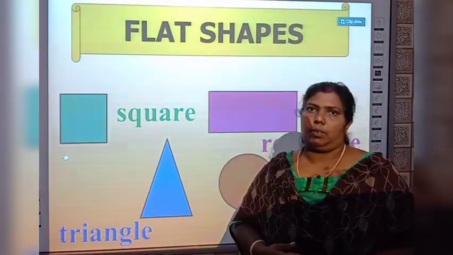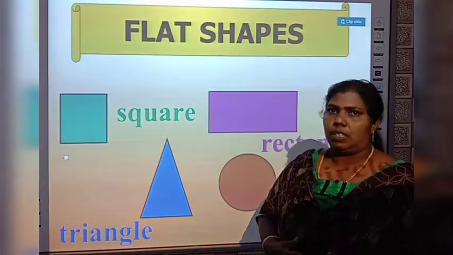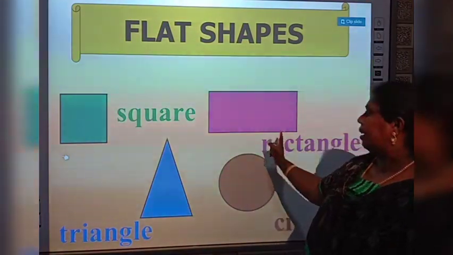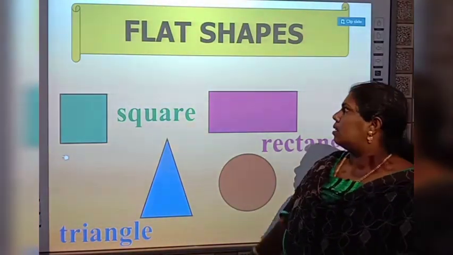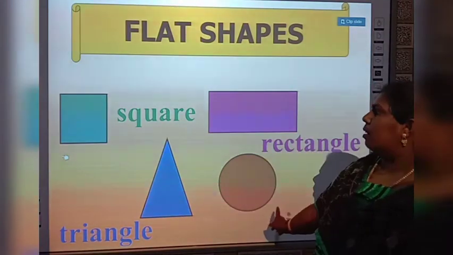Shapes and symmetry. First we are going to revise the basic shapes. What are the basic shapes? That is square, rectangle, triangle and circle, isn't it? These are flat shapes.